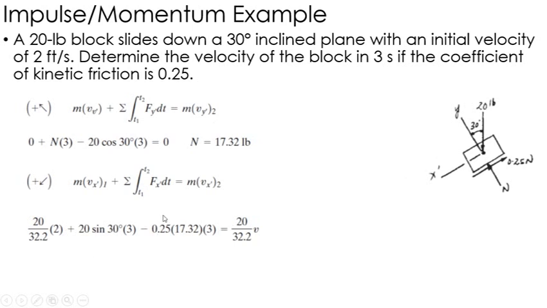That's my first impulse. My second impulse is the friction, which is opposing it, so it's negative. It's acting in the opposite direction. And that's the kinetic friction times the normal force, so that's 0.25 times 17.32 times the time duration of 3 seconds. That equals my final momentum, which is the mass, 20 divided by 32.2, times the final velocity, which is what I'm looking for. So again, initial momentum plus my impulses, gravity and friction, equals my final momentum. Very simply, I solve for v, and I find that it equals 29.4 feet per second.